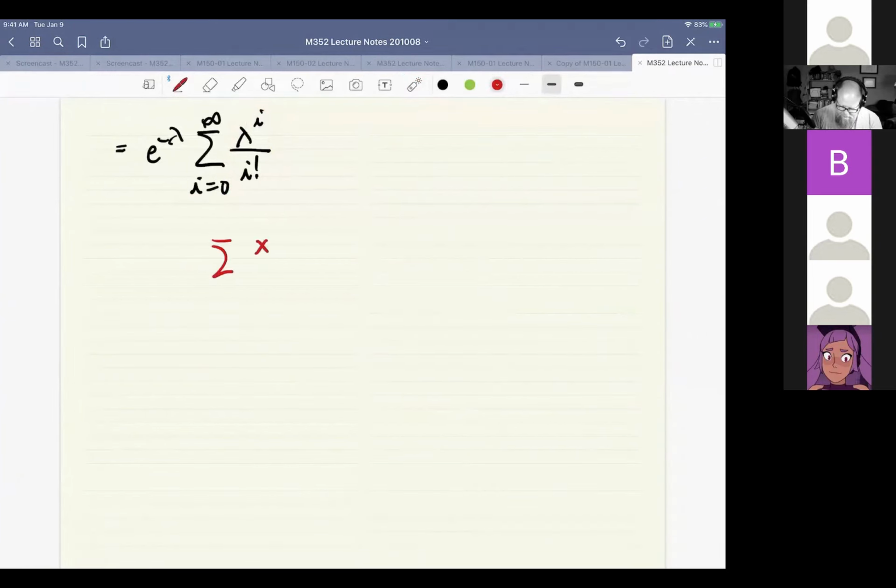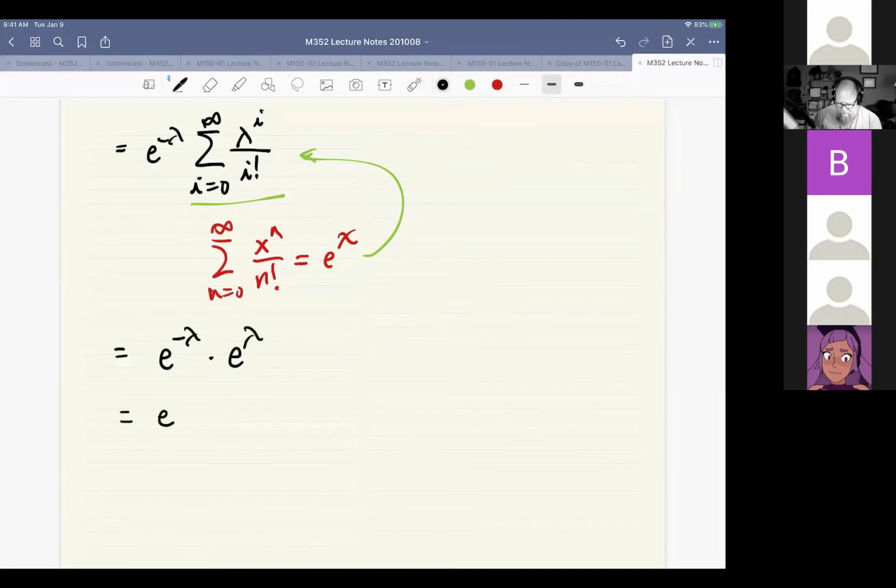Not only does it converge, if you remember, the sum of x to the n over n factorial, as n goes from 0 to infinity, right? This is a power series representation for the function e to the x. So what we have right here is basically e to the lambda. That series converges to e to the lambda. And e to the minus lambda times e to the lambda is e to the minus lambda plus lambda, which is e to the 0, which is 1. Okay. Yay, power series.